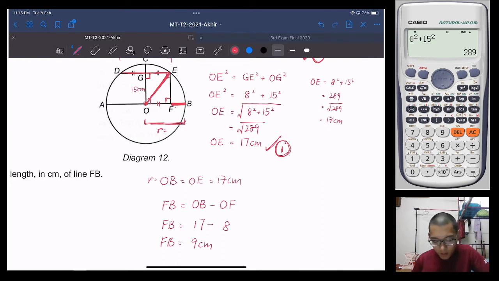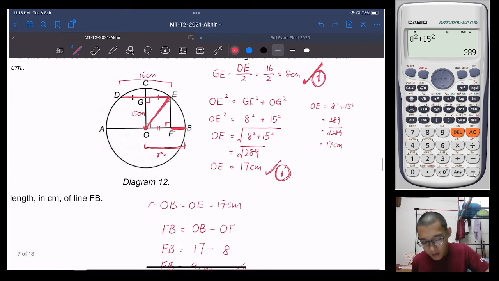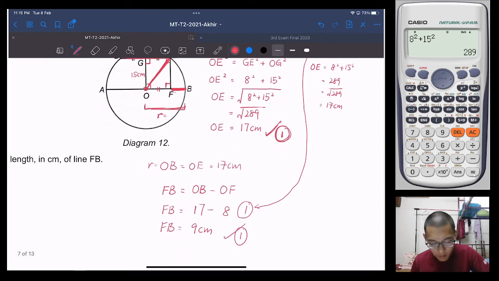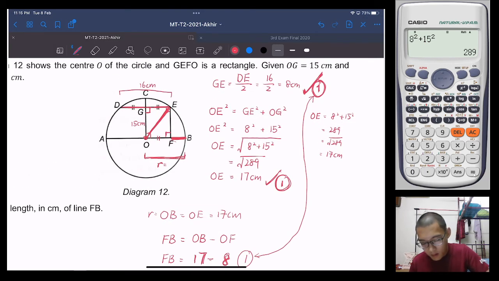Okay. So until you can find this one, 1 mark. For those who didn't receive 1 mark here, I will try to give you 1 mark here. You understand? After you find out this one, you're able to write down this one, 17 minus 8, 1 mark. This one or this one here.